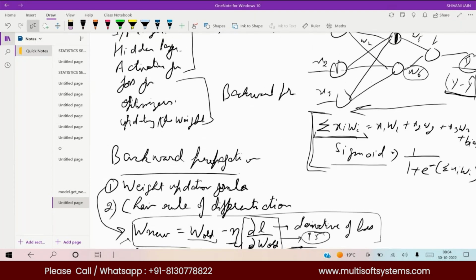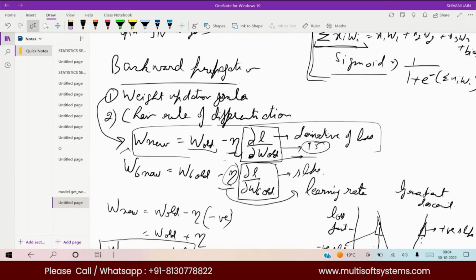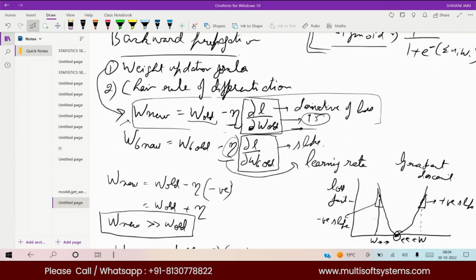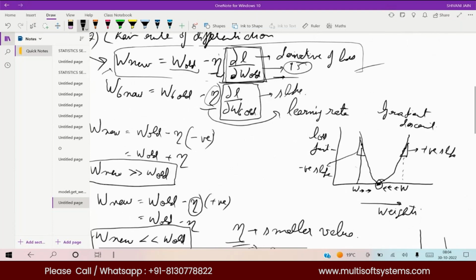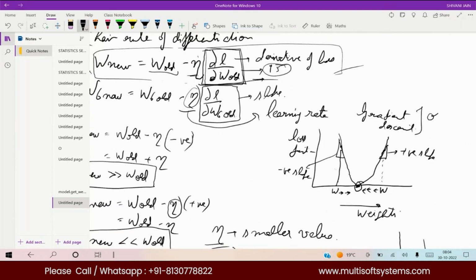Very important concept. In backward propagation, we have two things: one is the weight updation formula, and one is the chain rule of differentiation. This is my weight updation formula. This whole term is called the slope. This is the derivative of loss, this is the derivative of the weight, whichever weight you are considering. This is your learning rate, and learning rate should always be a smaller value. This is what gradient descent is. This is your optimizer.